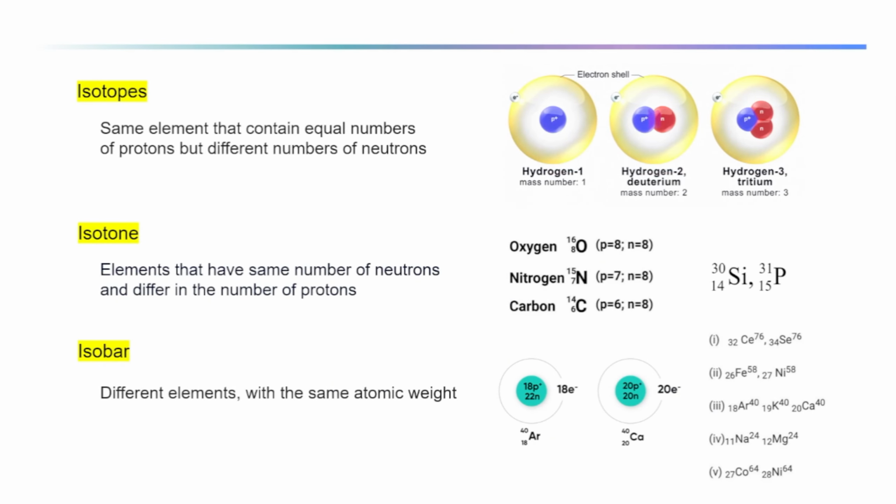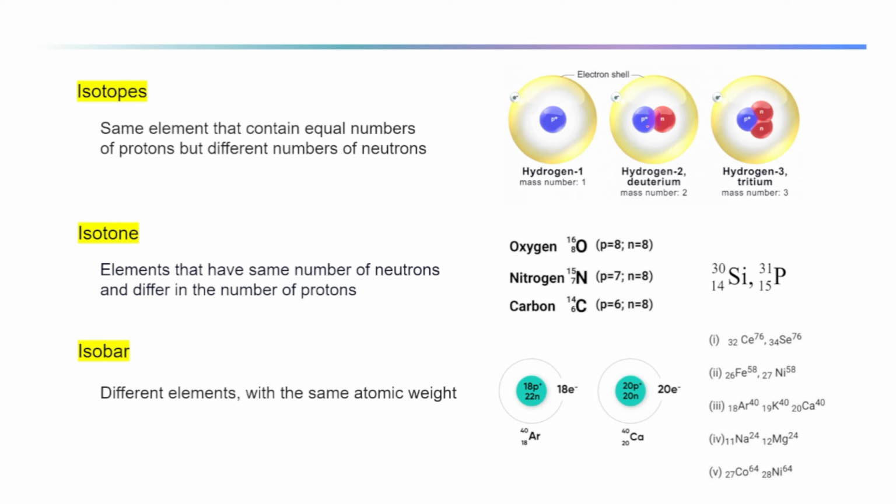Next, we will discuss the concept of isotope, isotone, and isobar. These three are actually very confusing terms, but very simple to remember if you know the basic difference between them. Isotopes are the same elements that contain equal numbers of protons but different numbers of neutrons. So in isotopes, the proton number is the same, but the neutron number is different. In the nucleus, for example, if you take hydrogen, here we have one proton and no neutron.